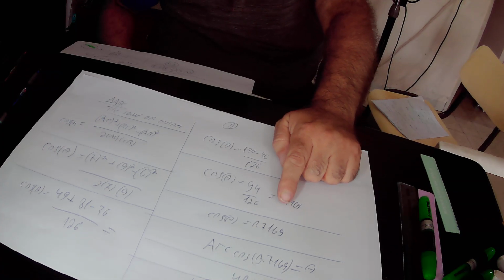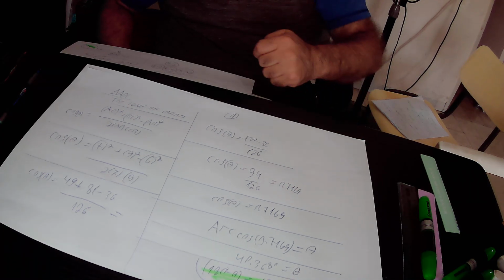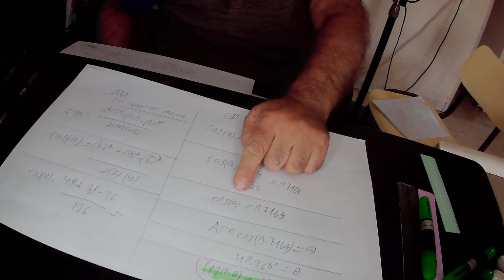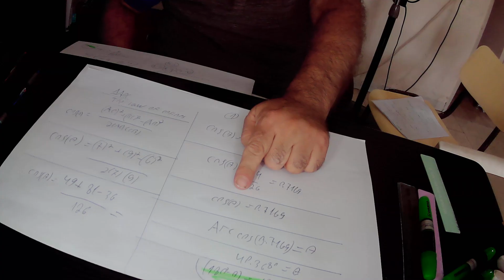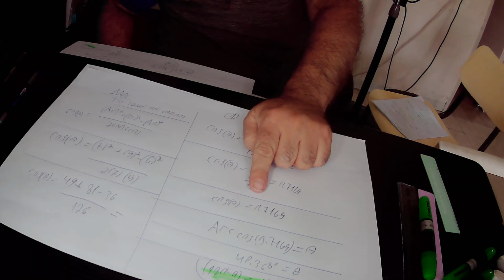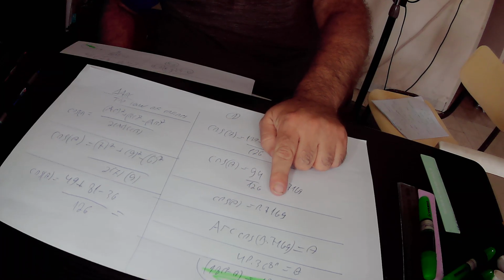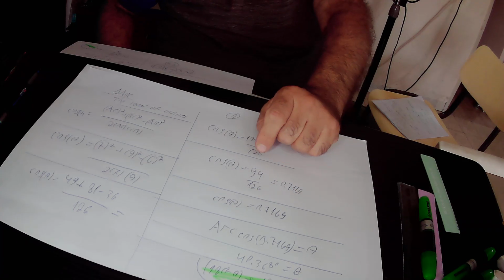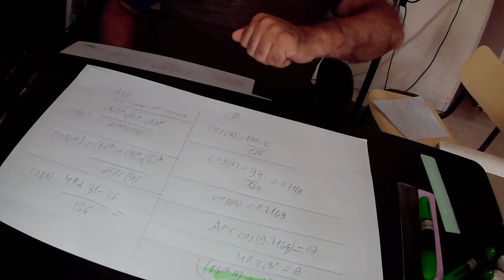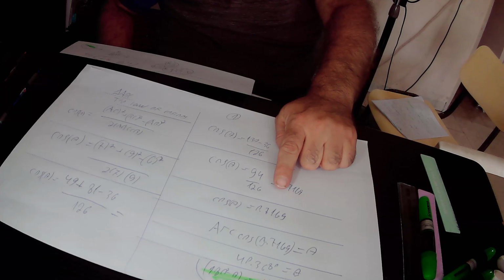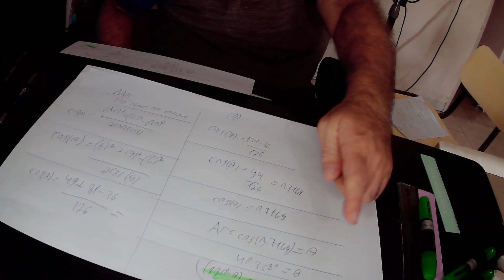Again, cosine theta equals 0.7169. I would like to find the size of angle theta itself. In order to find the size of angle theta, we apply the opposite function of cosine, that is arccosine, on the result of cosine theta, that is 0.7169. This way we get angle theta itself. So arccosine of 0.7169 equals angle theta.